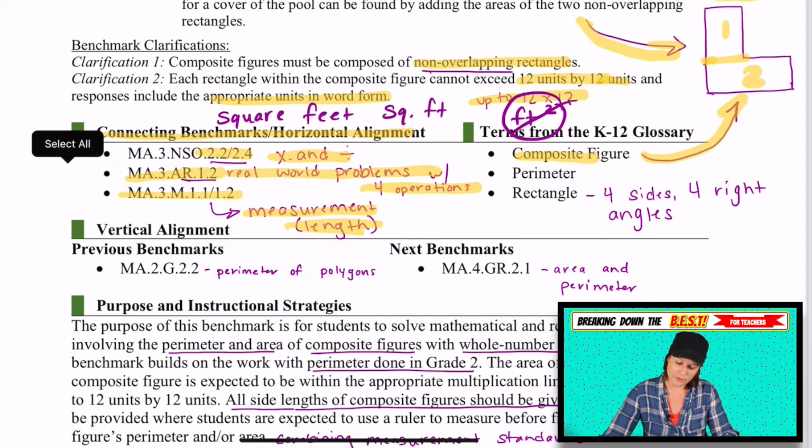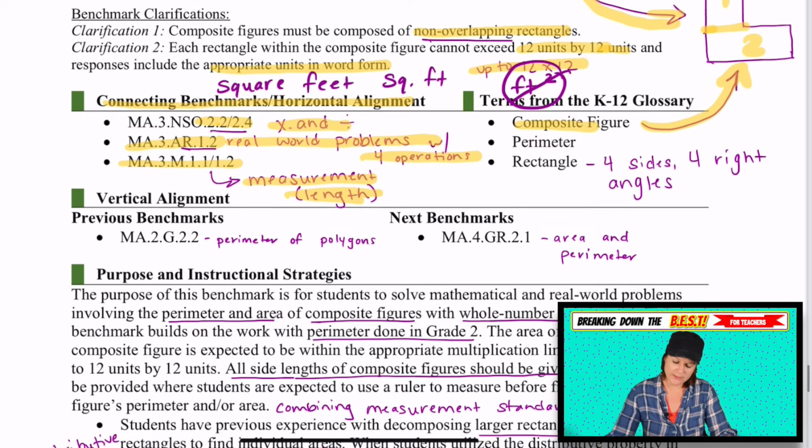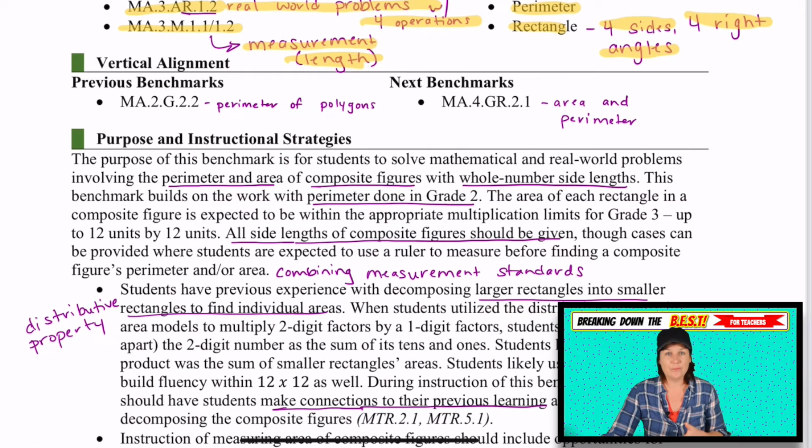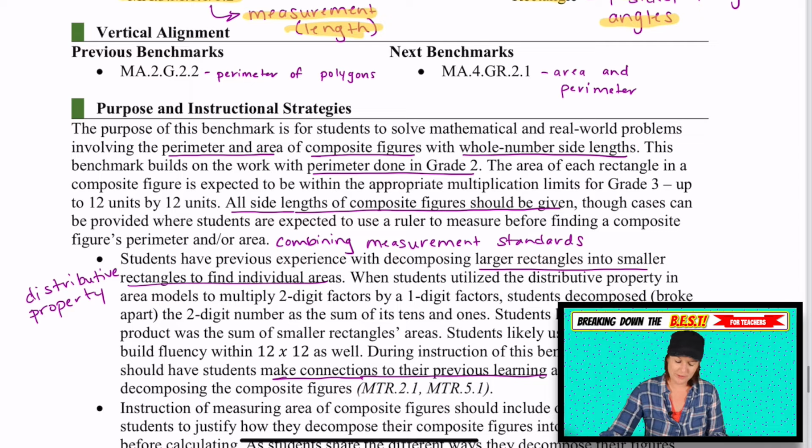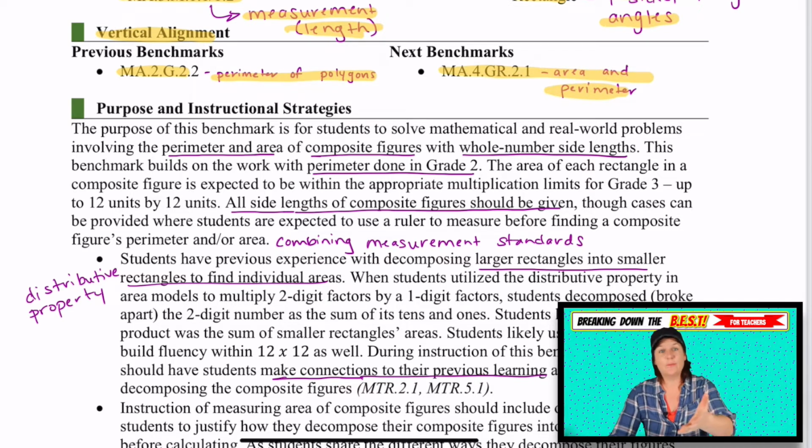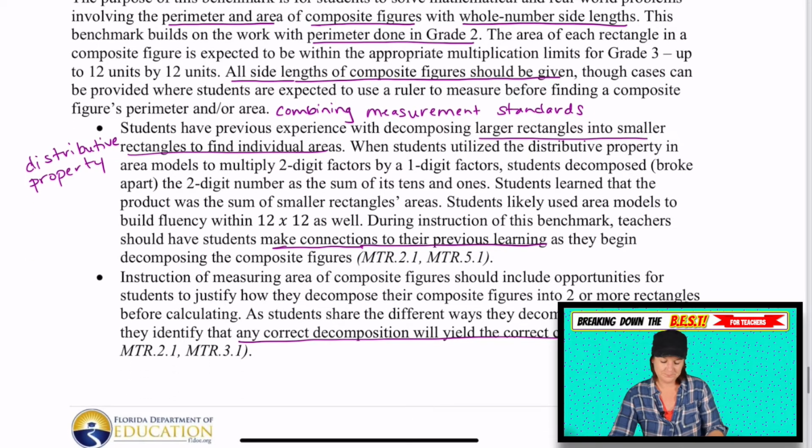Composite figure, I just wrote it right up here. We've talked about it, those non-overlapping rectangles. Perimeter is the distance around a figure, it's the length. A rectangle has 4 sides and 4 right angles. There are certainly a lot more attributes with that one, but those are the primary ones, 4 right angles. Where are they coming from in second grade? Well, they have had some experience with perimeter of polygons, so they can tie that in. There's some other standards too. I'm surprised I didn't mention that. But we also have in 4th grade some area and perimeter that is a little bit more intense than what we're doing in 3rd grade.